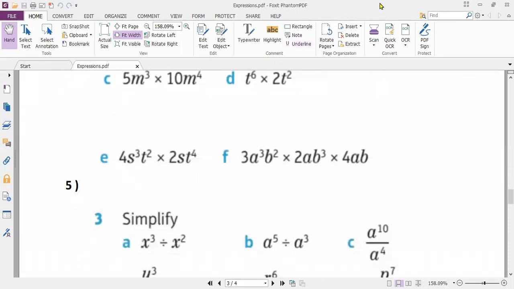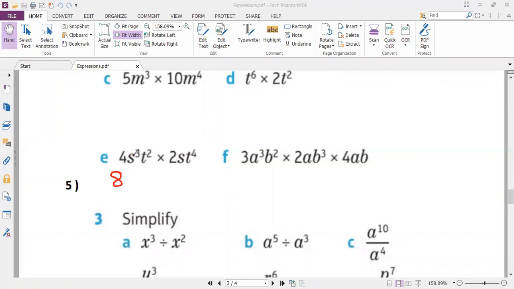The next one, I have 4s to the power of 3, t raised to the power of 2 times 2s, t raised to the power of 4. You know, I have a couple of letters. So 4 times 2, multiply them. 4 times 2 equals 8. And I have s raised to the power of 3 and s raised to the power of 1.